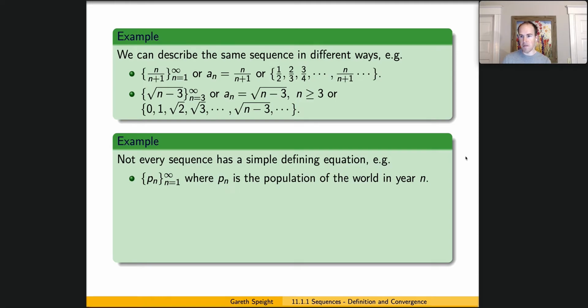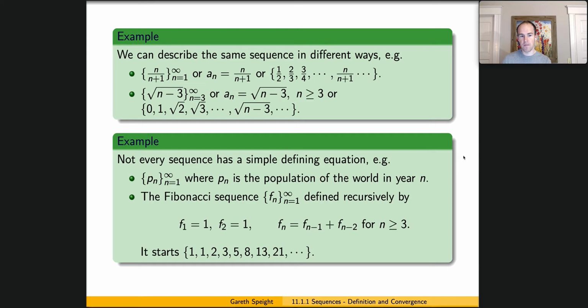But I can't tell you what is P2021 or what is P2022 or P2023 or whatever is going forward in the future. It depends. Or another kind of very popular example is the Fibonacci sequence that appears in lots of places. So this is a sequence Fn, which is defined recursively, meaning that we define the next term based on the previous terms by the following formulas.